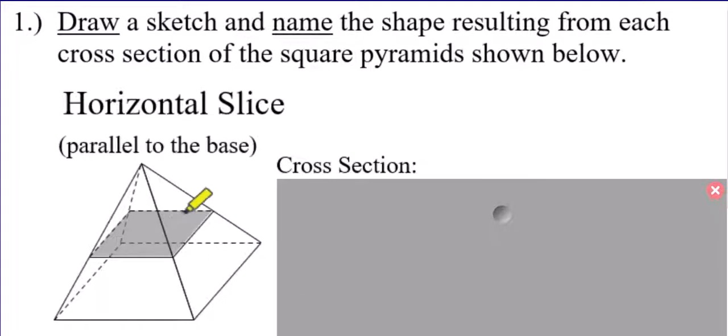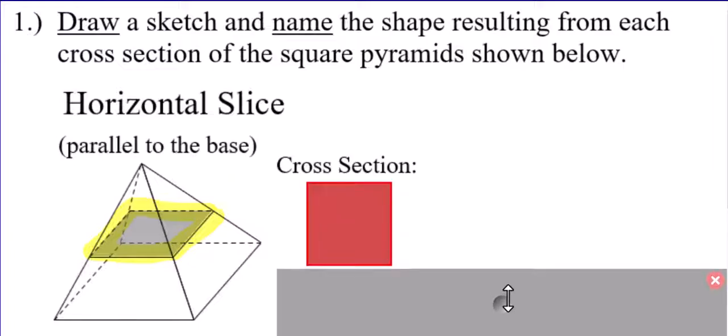What type of shape is this? Well, you can see we have 4 sides. Right now, it kind of looks like a parallelogram or a rhombus, but if you would look at this straight on, here's what it would look like. It's the same type of shape as the base, but not necessarily the same size. The higher up the slice is, the smaller this would become. The lower the slice is, the bigger it would become, closer to the size of the base.